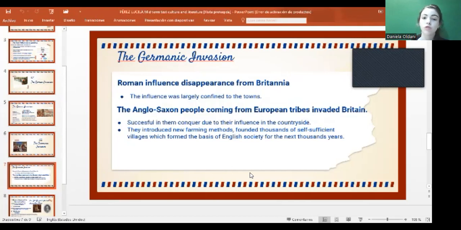They also introduced new farming methods and founded thousands of self-sufficient villages, which formed the basis of English society for the next 1,000 years. And they also got a second wave of Germanic invasion in the 8th century.